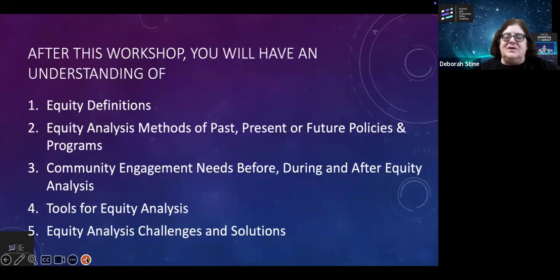So after this, you should have a good definition or understanding of equity definitions, equity analysis, looking at past, present, or future programs. And thanks everybody who talked about what kind of analysis they were looking at, because it does include all these things. Sometimes we're looking at the past as a program evaluation to see, is implementation of the program equitable? Sometimes we're designing programs for the future. So we're trying to figure out how to have equity as a key principle in design of future programs.